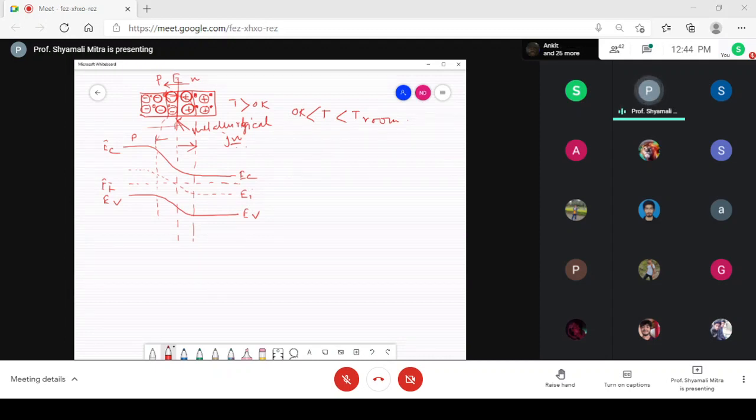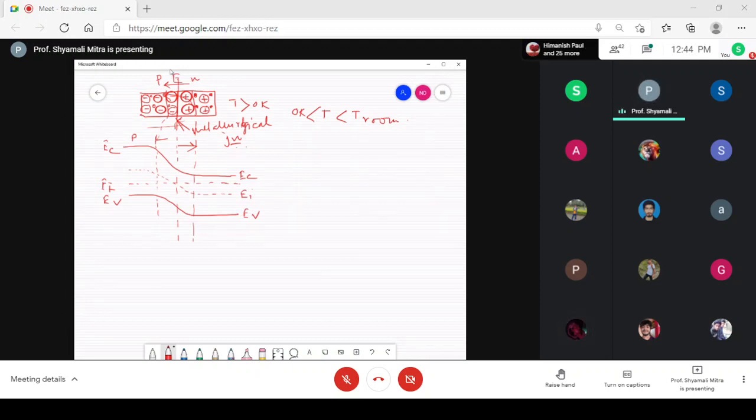So EF is aligned for both these two regions. Now, what is this? We were just talking about E. Is this E facilitating this process of flow? That means crossing of the holes towards the N region and crossing of electrons towards this P region. Is this E, that is the electric field generated in this region, facilitating this process?